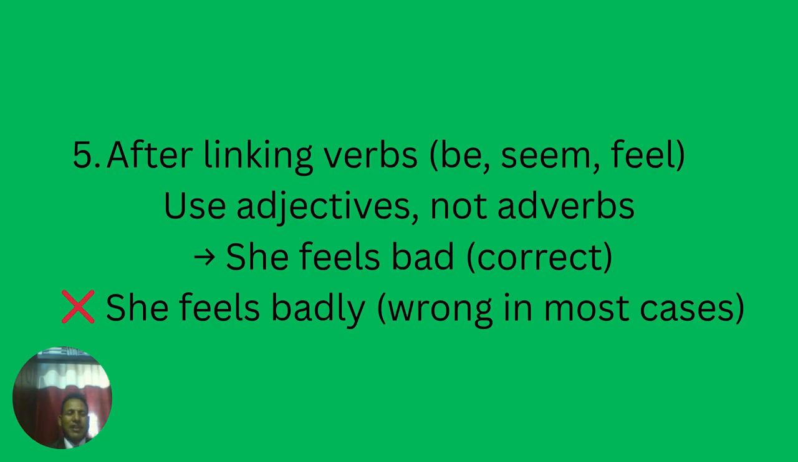In a similar fashion, adjectives come after linking verbs. They are be, seem, feel. For example, she feels bad, but not she feels badly, because it's not appropriate to use badly here, but we can say she feels bad.